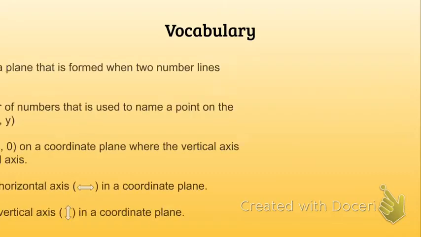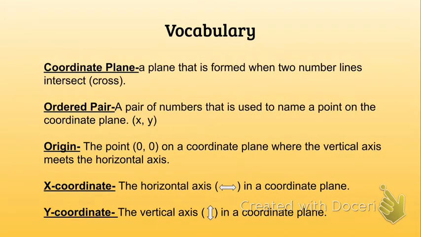Let's start by taking a look at our vocabulary. There's quite a bit of vocabulary, so in your notebook, let's get these written down. First, we have coordinate plane. What is a coordinate plane? You guys probably just call it graph paper. A coordinate plane is a plane that is formed when two number lines intersect across. So think of graph paper. That's essentially what we're talking about here. Oops, we can't use pink or yellow. That's not going to work. Let's use red. All right, so we're talking about graph paper. I'm just going to go ahead and write graph paper.